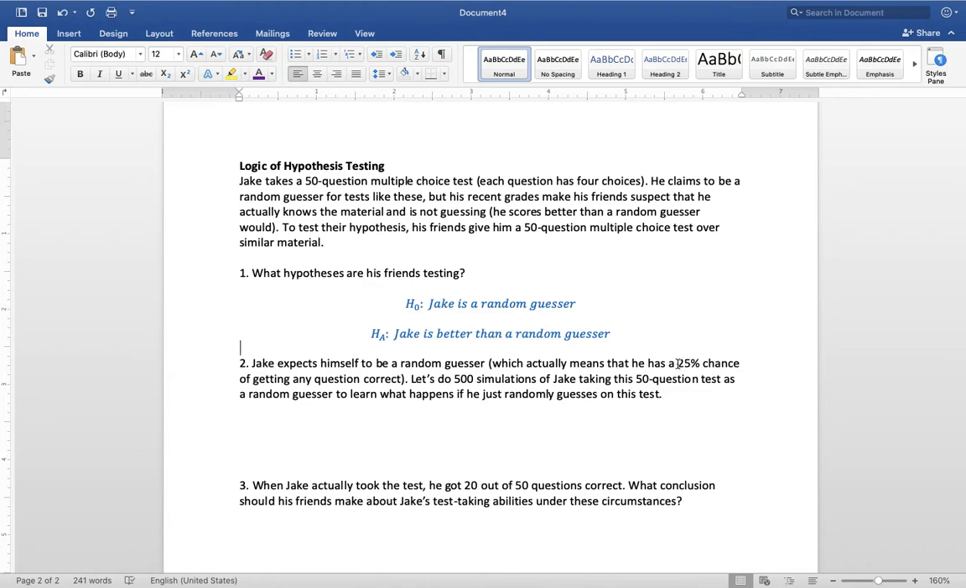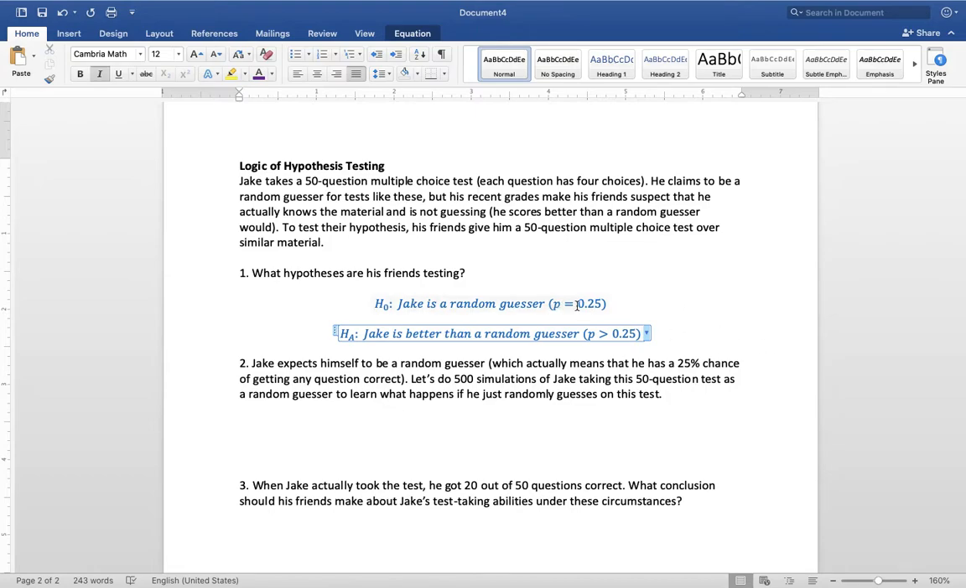So this probability right here is actually the proportion that he would get right if he was just a random guesser. So up here, we could say Jake is a random guesser. That is the same as saying that the proportion of correct answers would be 25%, or 0.25. And this would be that Jake is better, so he guesses with a higher proportion, higher percentage, or higher probability, and gets more than 25% of those choices correct.